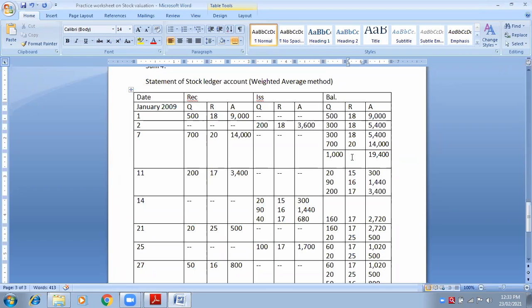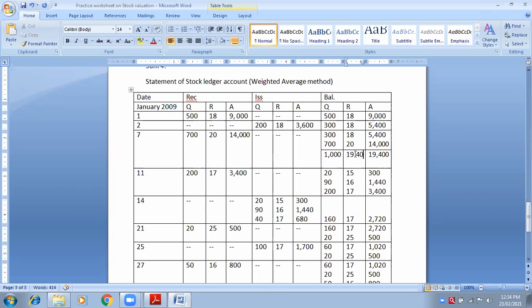Now the rate has to be calculated. This is the question mark. What is the formula for calculation of rate? Amount divided by quantity. Always remember, whenever we are calculating rates, meaning per unit, the formula is amount divided by quantity. The rate is 19.4. After the point I need two digits, so if it is 4, it means 40. That means 19,400 divided by 1,000.